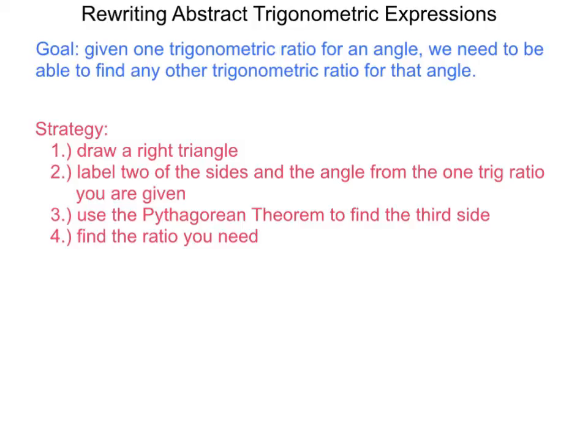The strategy is, first, draw a right triangle. We're effectively going to draw the unknown angle we're working with. Second, you'll label the two sides that you're given and the angle from that one trig ratio. Third, you'll use the Pythagorean theorem to find the third side, and fourth, you'll find whatever ratio you need. So let's get into one simple review example of that, and then into two more examples that have a little bit more substance to them.